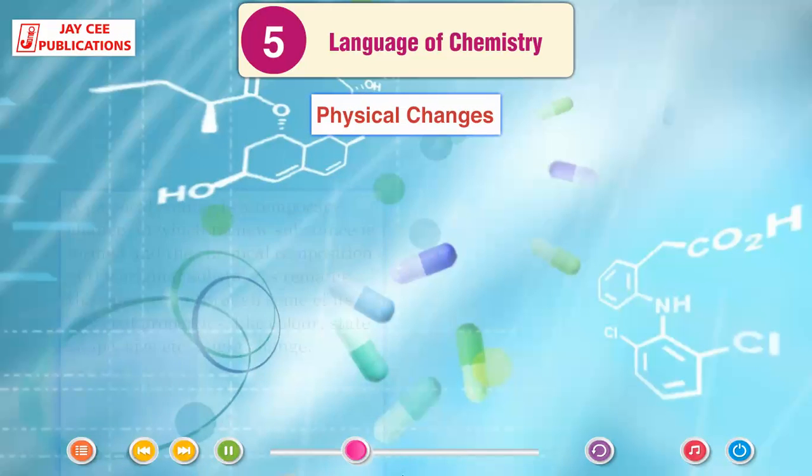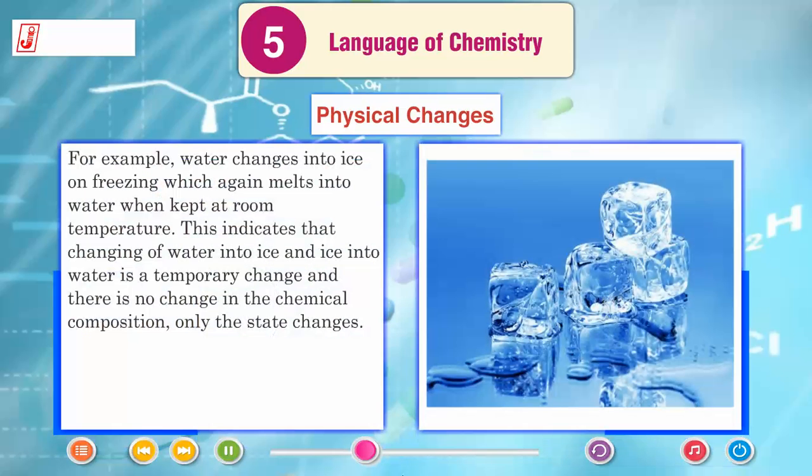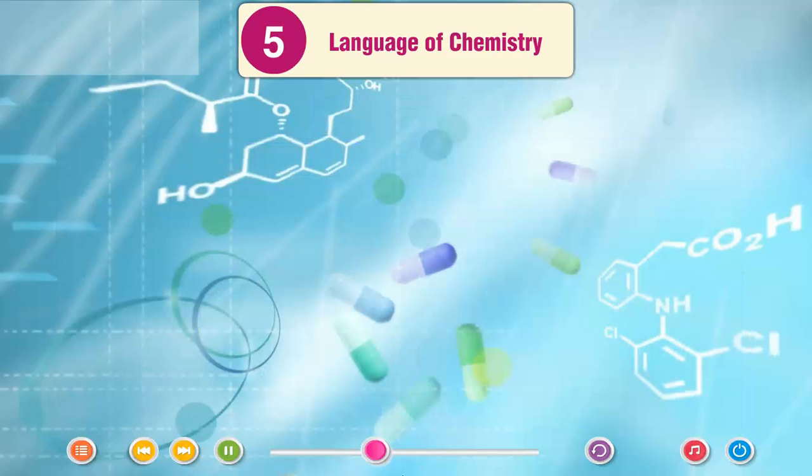Physical changes. A physical change is a temporary change in which no new substance is formed and the chemical composition of the original substances remains the same, even though some of its physical properties like color, state, shape, size, etc. might change. For example, water changes into ice on freezing, which again melts into water when kept at room temperature. This indicates that changing of water into ice and ice into water is a temporary change and there is no change in the chemical composition, only the state changes.